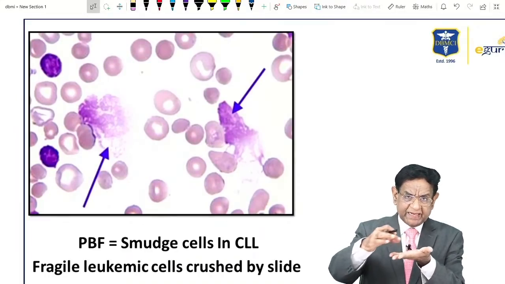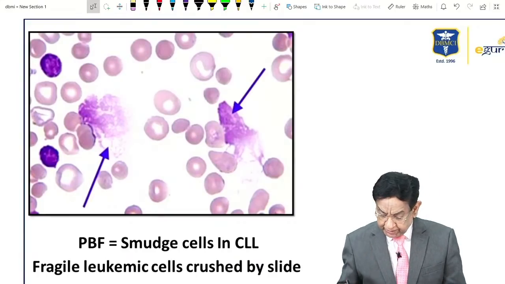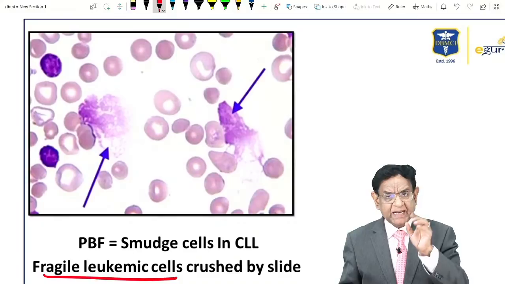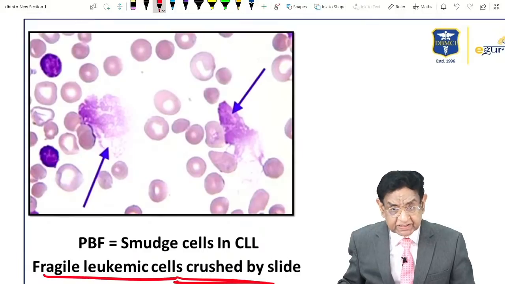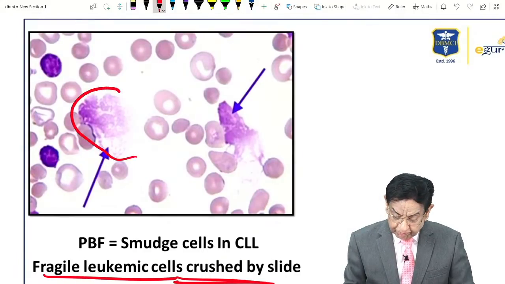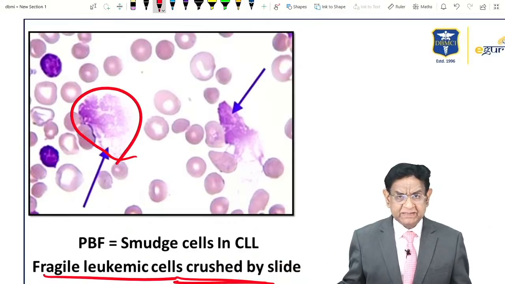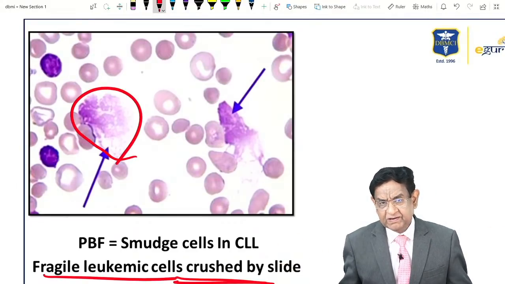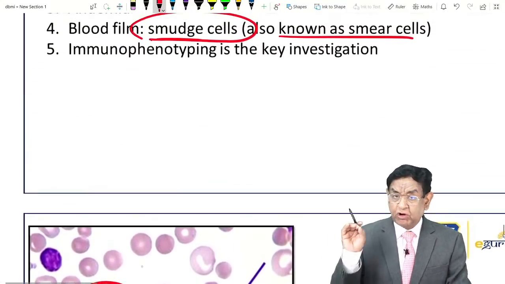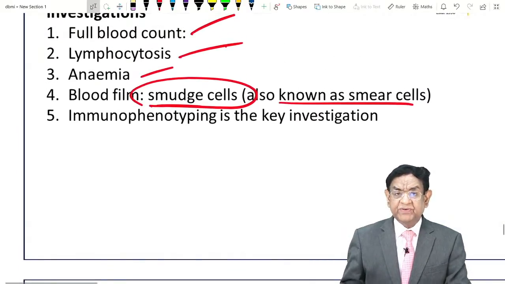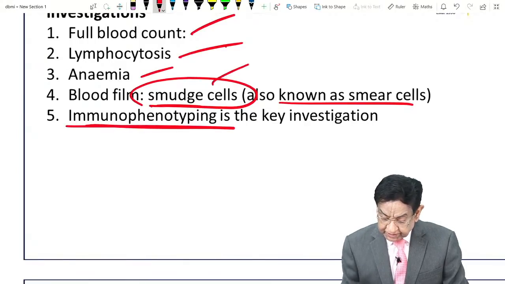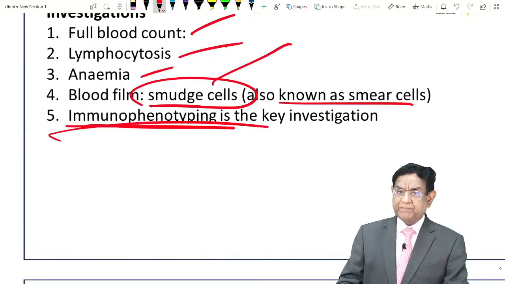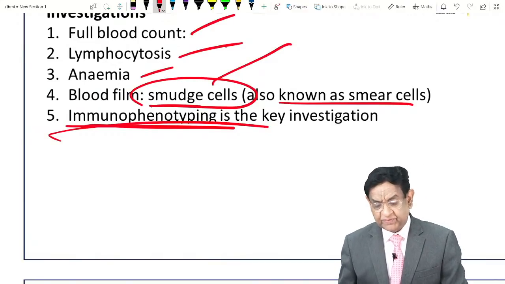So you make a slide and you keep a cover slip. The moment you keep a cover slip, the leukemic cells are so fragile that they are crushed by even placing the cover slip. So now you can see it is all broken. Broken cells are there, crushed cells are there, right? This is called a smudge cell. It's a strong indication that we are dealing with CLL, but you confirm by flow cytometry. So I told you the clue, but immunophenotyping, also called flow cytometry, is the diagnostic finding.